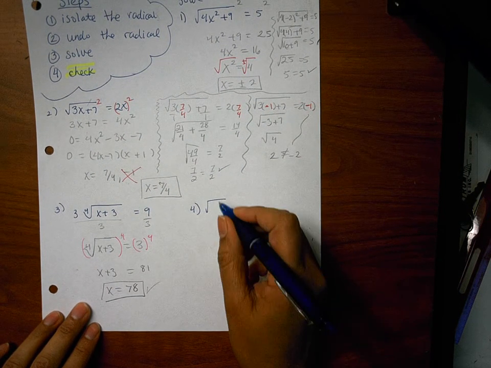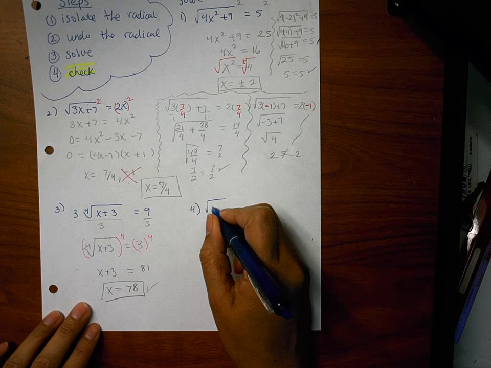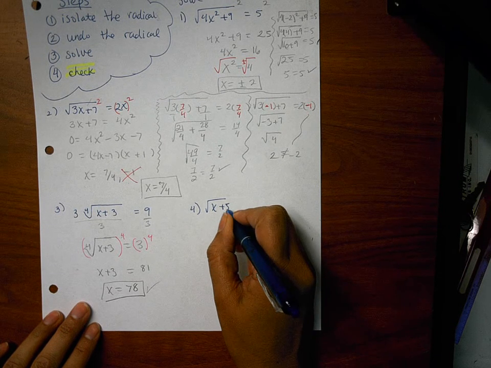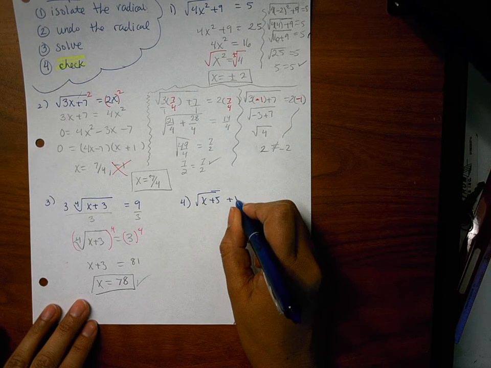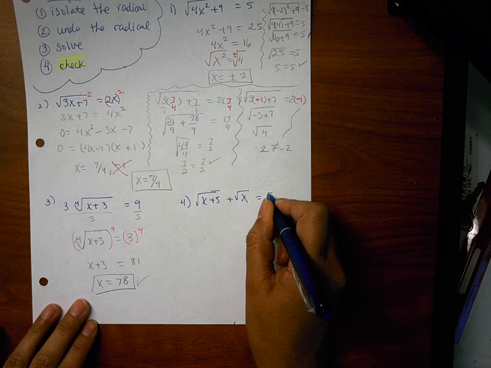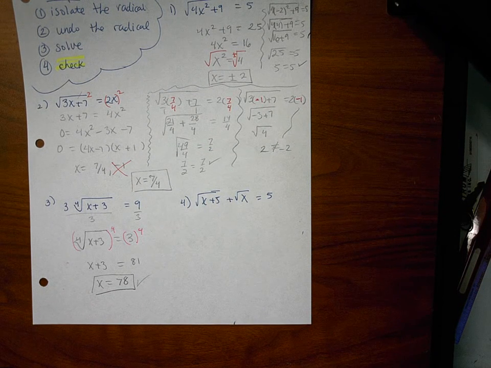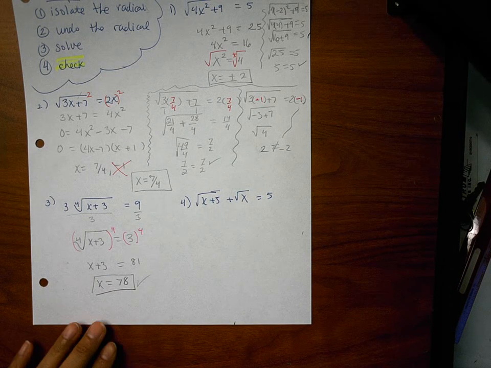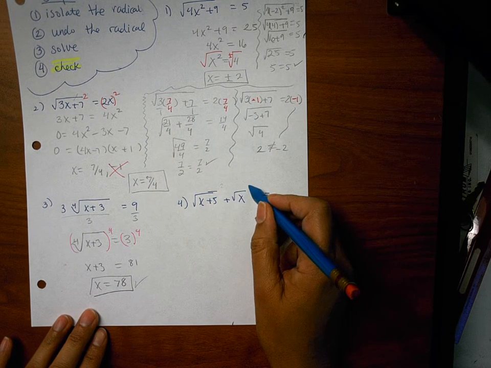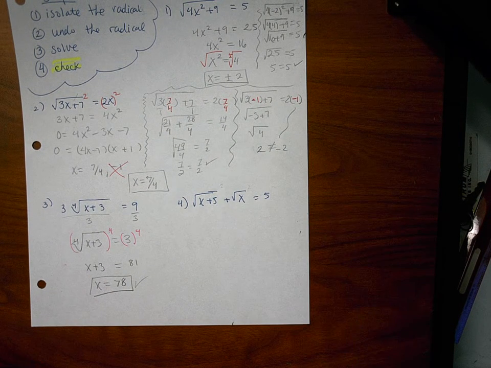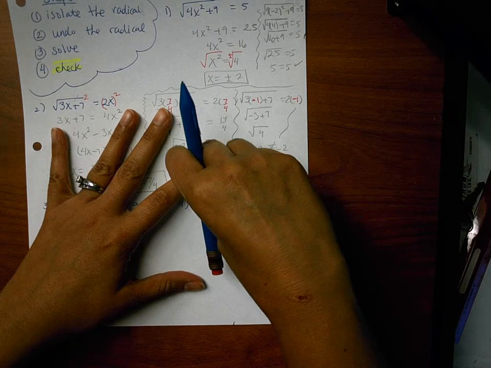Square root of x plus 5 plus the square root of x equals 5. Okay, this one's a little tricky because it has 2 square roots. Do not square both sides right now. Kids will do this. Square, square, square, and all is good. That's not the way squaring both sides works.